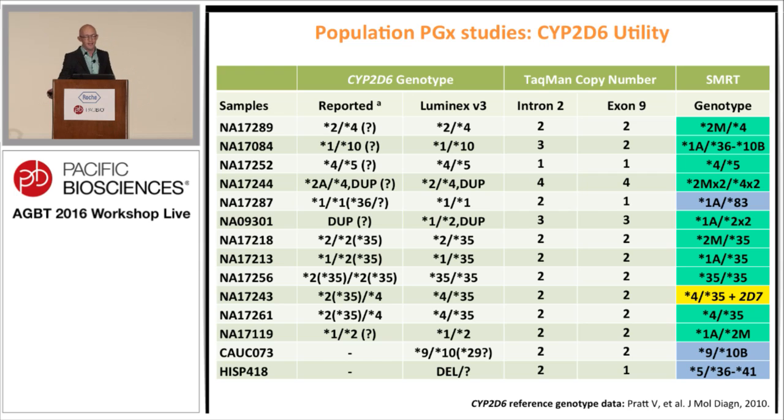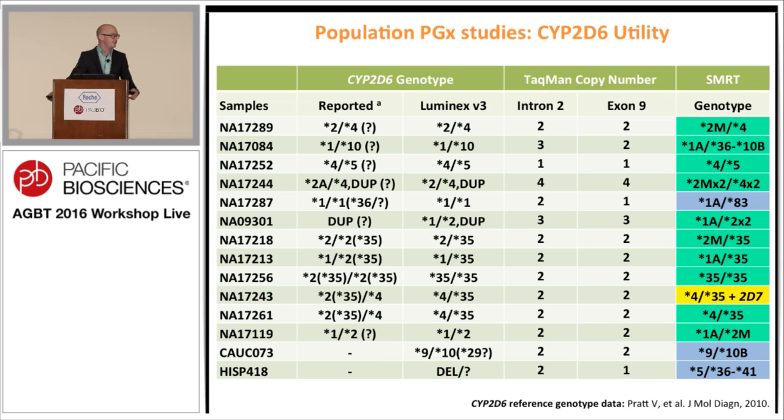How does this perform compared to standard technology? You can see on the left a bunch of Coriell controls, but also a Caucasian and Hispanic sample that we use internally. When you compare this both to the reported literature and to the Luminex and TaqMan assays that are typically used in the clinical setting, you can see that we can correctly call the copy numbers in intron 2 and exon 9, and phase the heterozygosity of these samples quite well.